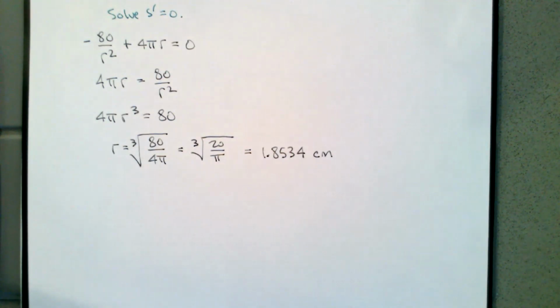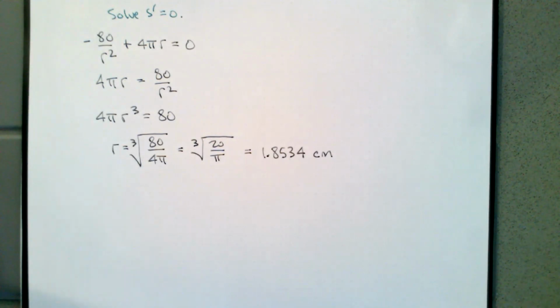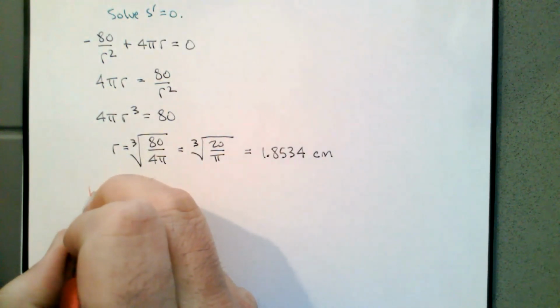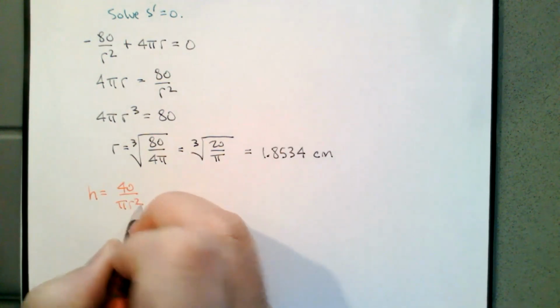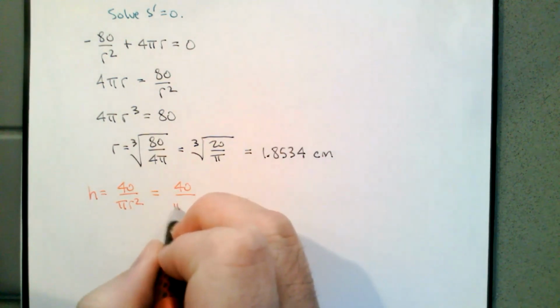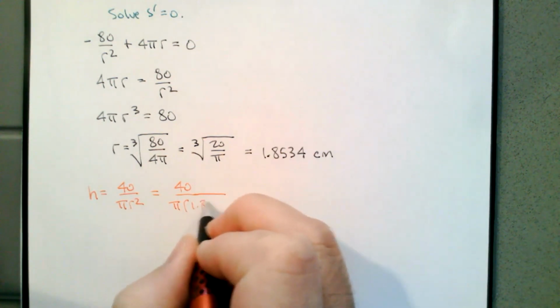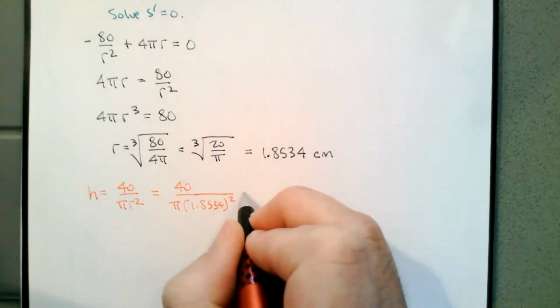Next, we would need to use the fact that h is 40 over pi r squared to calculate the height. So h is 40 over pi r squared. So that'll be 40 over pi times, now I definitely want to use the approximation, 1.8534 squared.